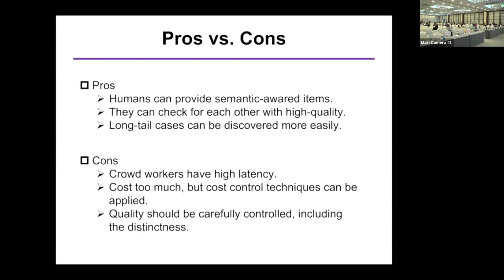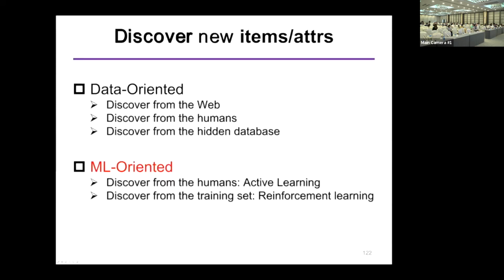And the pros and cons are listed as this. The pros are that humans can provide semantic-aware items, and they can check each other with high quality. And the important one is that the long-tail cases can be discovered more easily by human intelligence. And the cons are that crowd workers have high latency, so it is not so efficient. And the crowd is not free, so they cost too much, but cost control techniques can be applied, and the quality should be carefully controlled, including the distinctness.